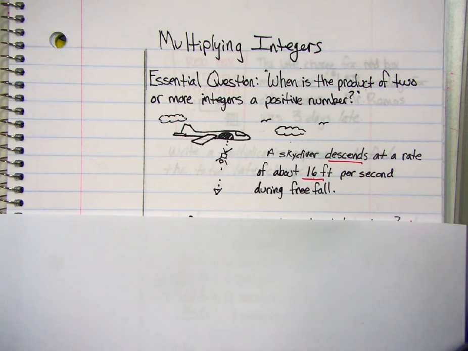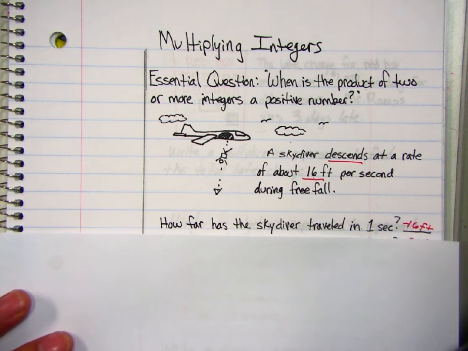So a skydiver descends at a rate of 16 feet per second during a free fall. My question to you is, how far is it going to travel in 1 second? Well, we already know that it's 16 feet. How about 2, 3, 4, 5 seconds? That's what I want to know next.